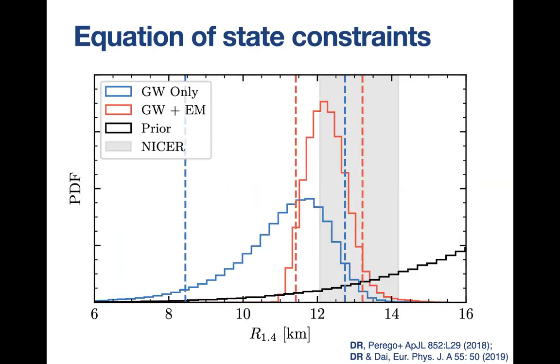We can turn this into a constraint on the radius of the 1.4 solar mass neutron star using quasi-universal relations. And we find that our constraints would imply a neutron star radius of about 12 kilometers, give or take 1 kilometer. This is incidentally in very good agreement with what NICER has recently announced.